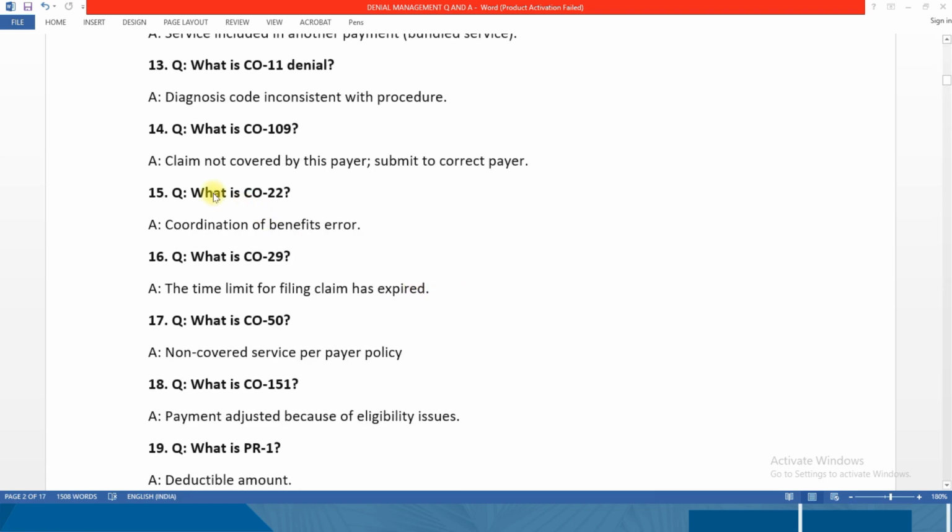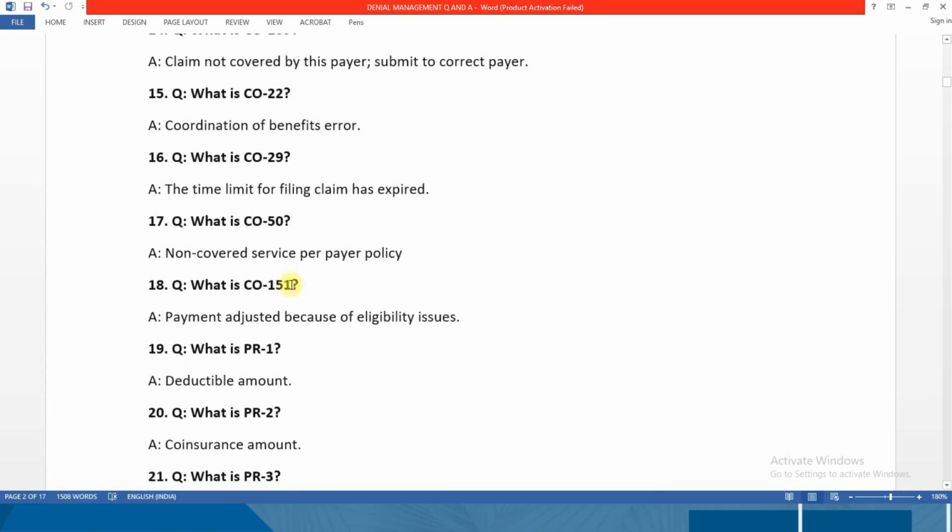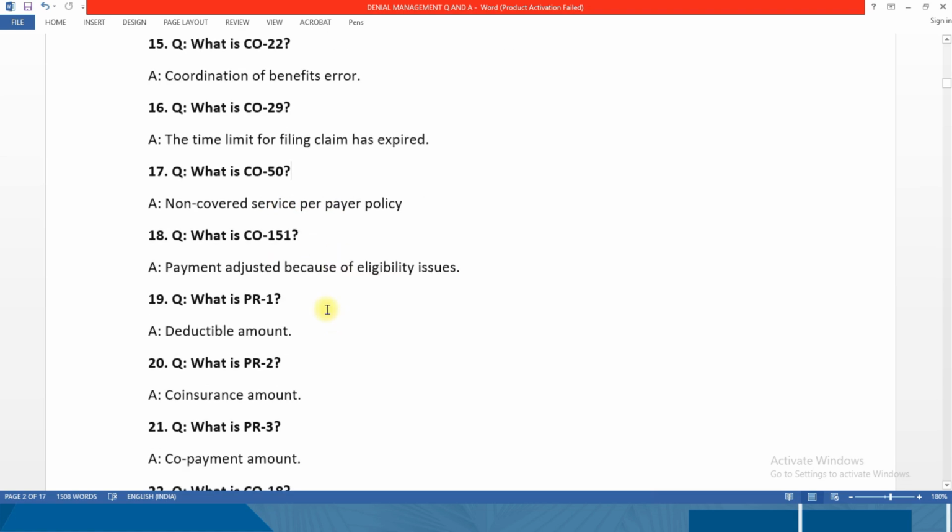Okay, what is CO22? Coordination of benefits error. What is CO29? The time limit for filing the claim has expired. For example, if the claim needs to be submitted within 1 month and we submit after that, we will get a CO29 denial. What is a CO50 denial? Non-covered service per payer policy. If you find CO50, this service is not covered by the payer. What is a CO151 denial? Payment adjusted because of eligibility issues.